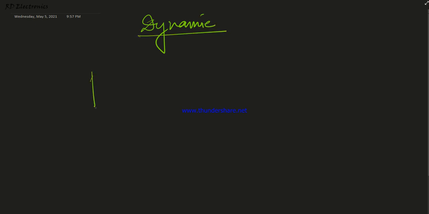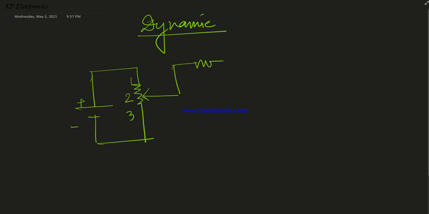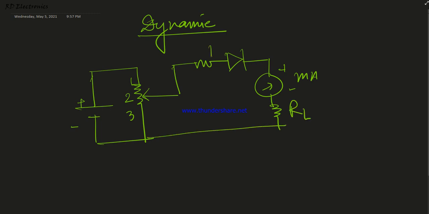For dynamic characteristics, we again connect this voltage source with one potentiometer, with terminals number 1, number 2 and number 3. Here we connect one resistance, here we connect one diode, but here with some changes. Here we connect a current meter, milliammeter, and here we connect a load resistance. This is RL, the load resistance, and this is RS, as mentioned in the previous static characteristics. This is V input.